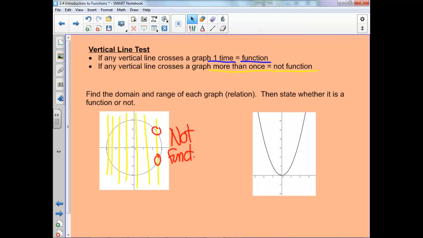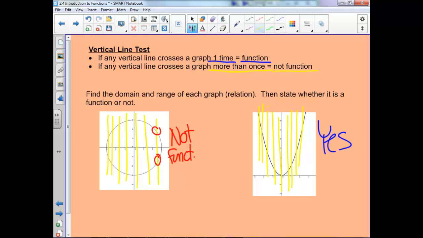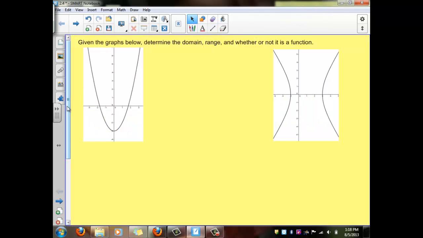This second one, we can draw some vertical lines, but notice no matter where we draw the vertical line, they only pass through the graph once, so this one is a function. Alright, so now we're going to put all of this together. So given a graph, we're going to figure out the domain, the range, and then also decide if it's a function.